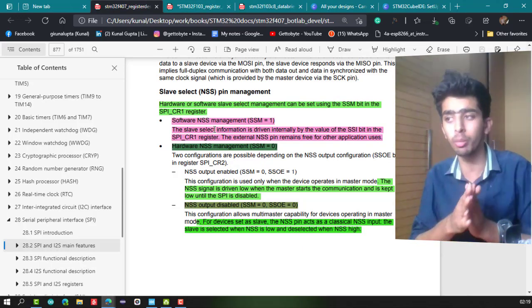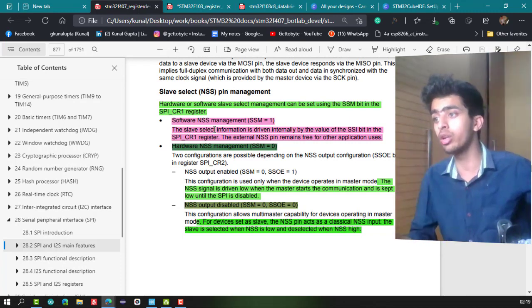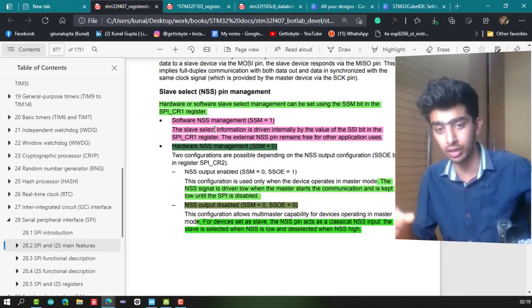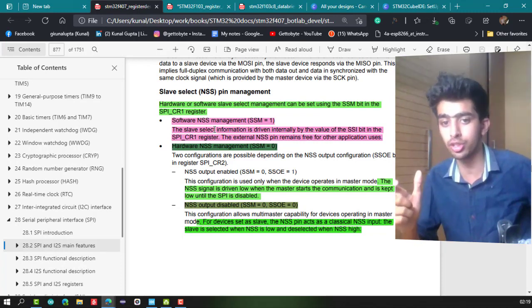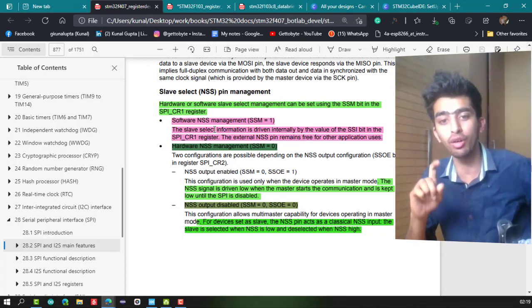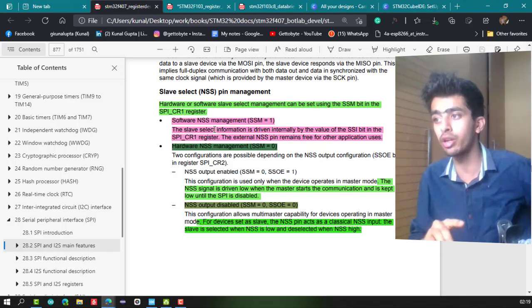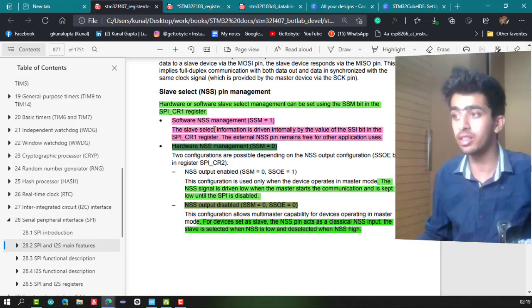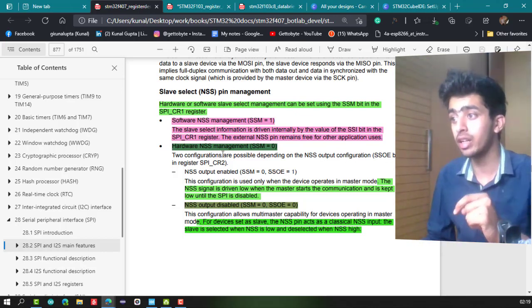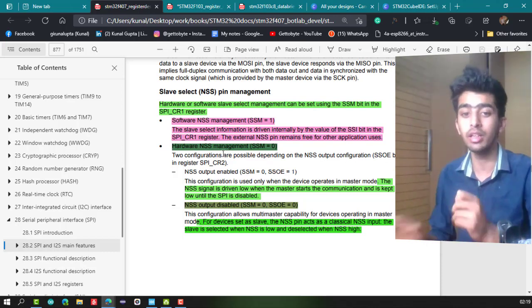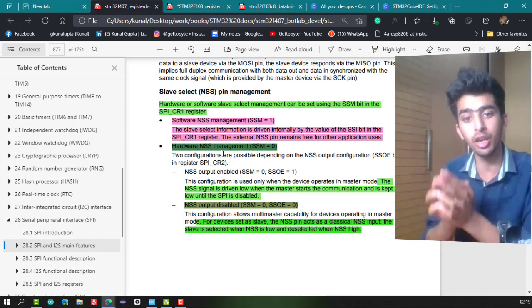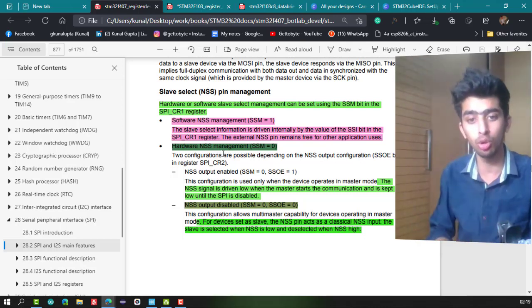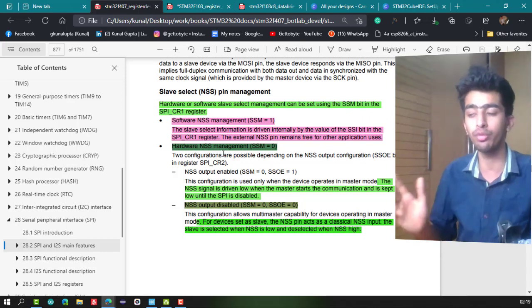There is no requirement of a hardware GPIO pin. Using only the internal SSI bit in firmware, we can control our SPI communication. This way we save one pin and do the SPI communication via three pins. This is software NSS management. In hardware NSS management, we control our SPI communication using a hardware GPIO pin, setting its value low and high using the normal GPIO output registers and output features.